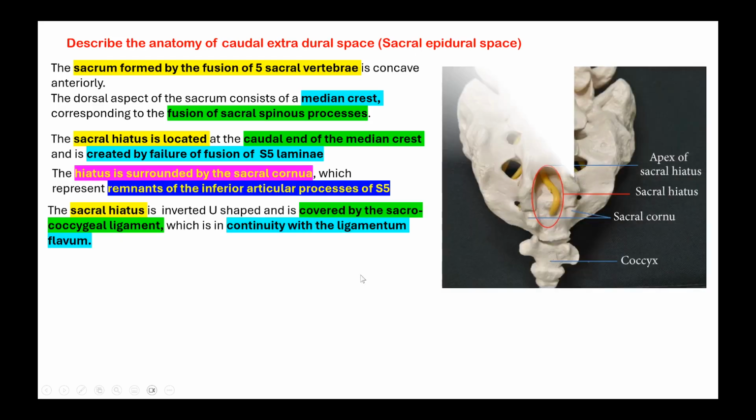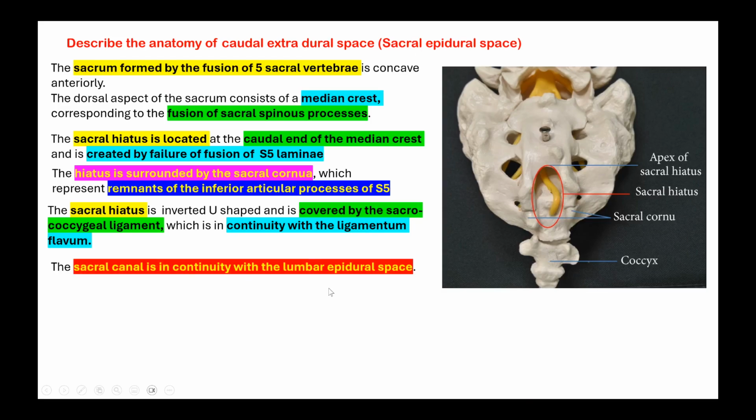And you can see this, which is the median crest, which is the fusion of all the central spinous processes. Here, both the spinous process and lamina are absent, and these are the cornua which project out, which is nothing but the articular facet. And there is a coccyx below that also. So the membrane that covers from here is called the sacrococcygeal membrane. It gets attached at the coccyx level.